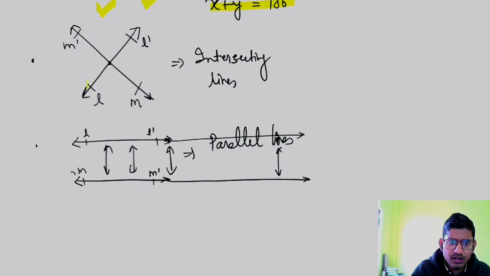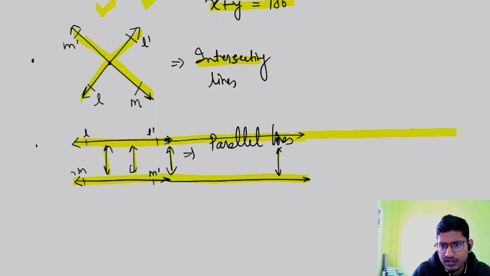Now, if these two lines intersect like this, then these two lines are called intersecting lines. And if these two lines are at equal distance to each other, as shown in the figure, then these two lines are called a pair of parallel lines. As you can see in the figure, L dash and M dash are two parallel lines which are at equal distance.